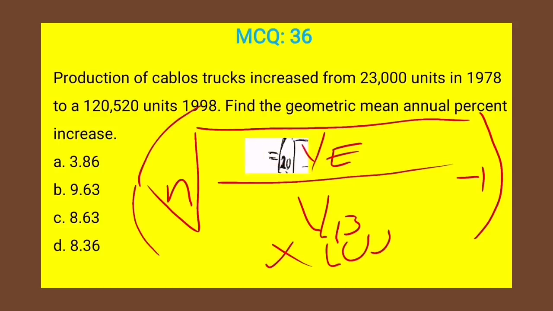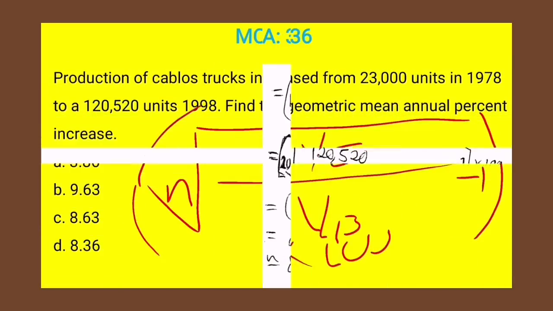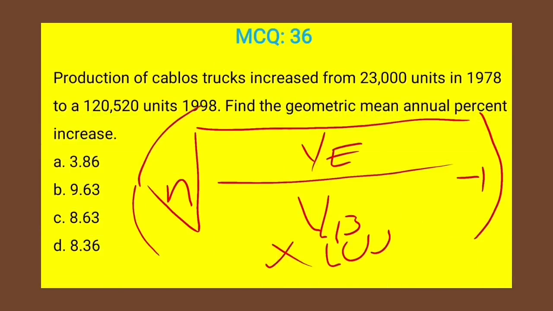So this is what I'm trying to tell you. Reading the question, it said production of Cablo tracks increased from 23,000 units in 1978 to 120,520 units in 1998. Find the geometric mean annual percentage increase. So you can clearly see that from 1978 to 1998 it was only 20 years.